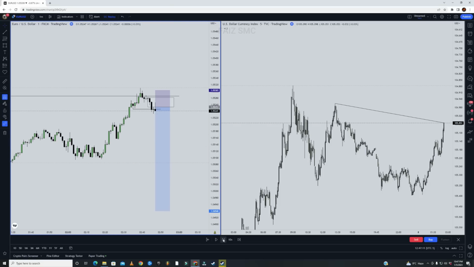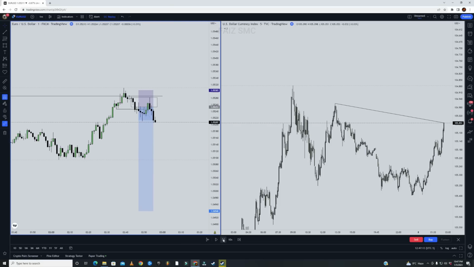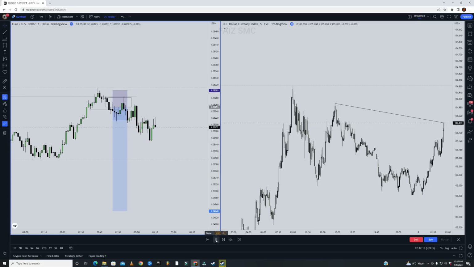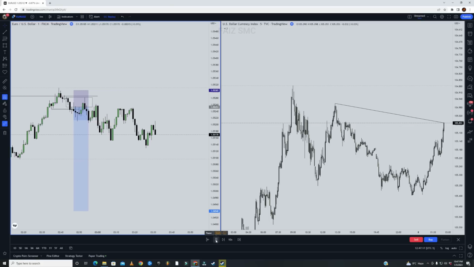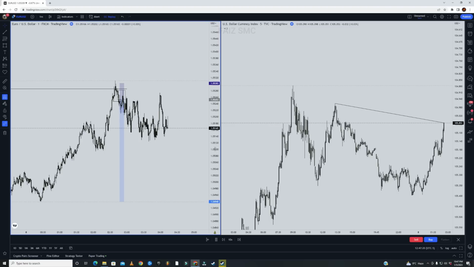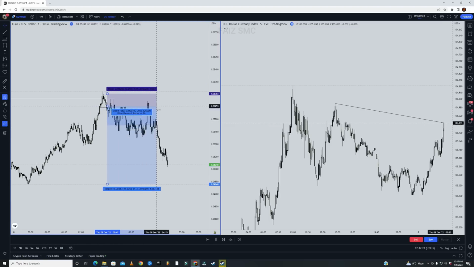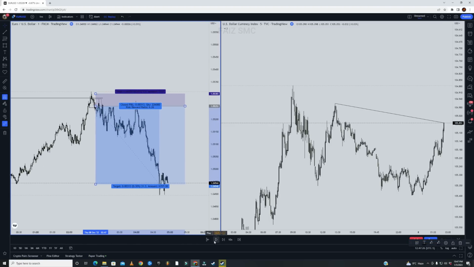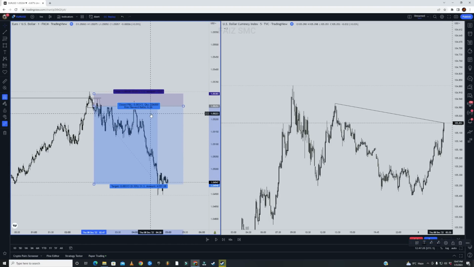So if I play this through, you can see we got our entry. And if I play this through, kaboom. That was a 6.26 trade. We combined ABC with SMT divergence, and that was a beautiful trade.